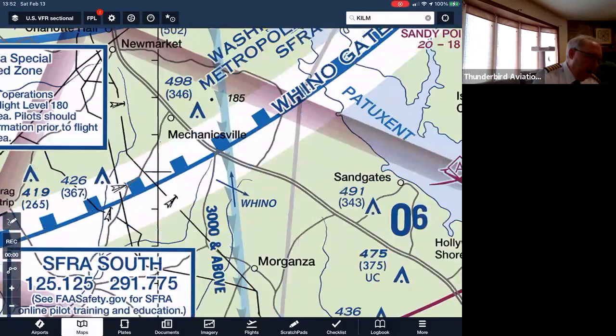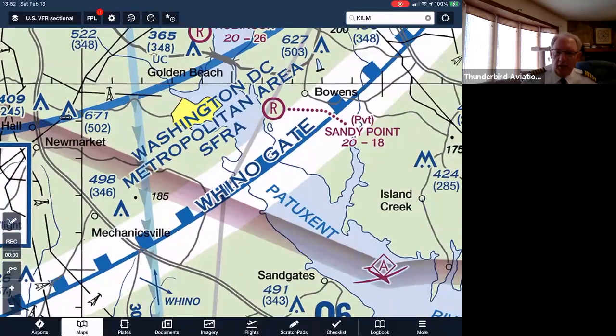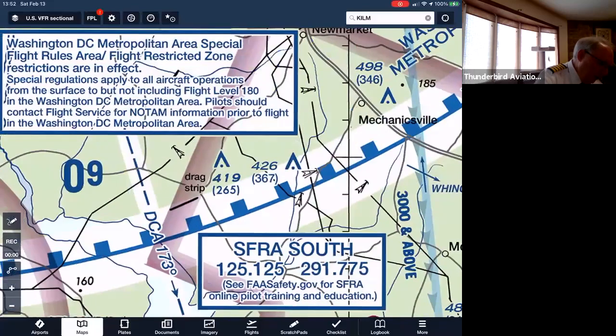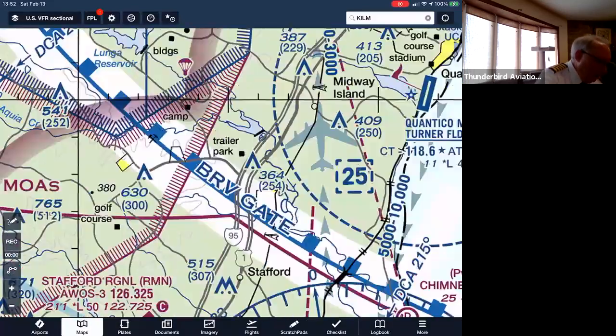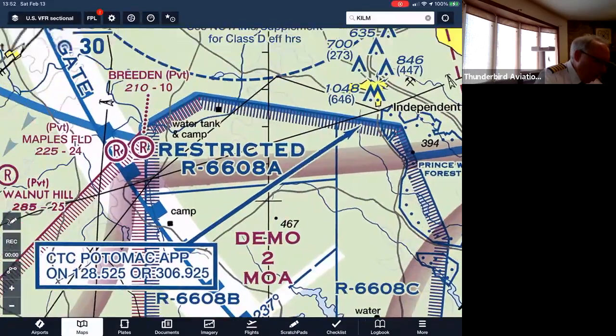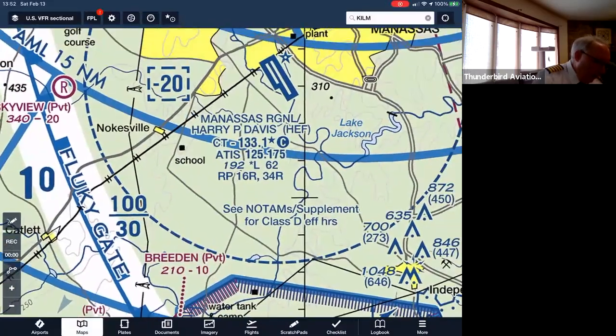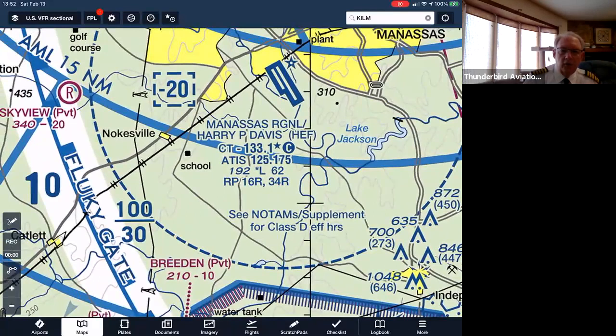And for the VFR, you can only enter where there's a gate. So here we have the Wino gate. Going around here, we got Grubby and BRB, and out over here is the Fluky gate. You have to choose the gate that's closest to the airport you want to land at. So in the case of Manassas Regional Airport, you'd have to come in through the Fluky gate.